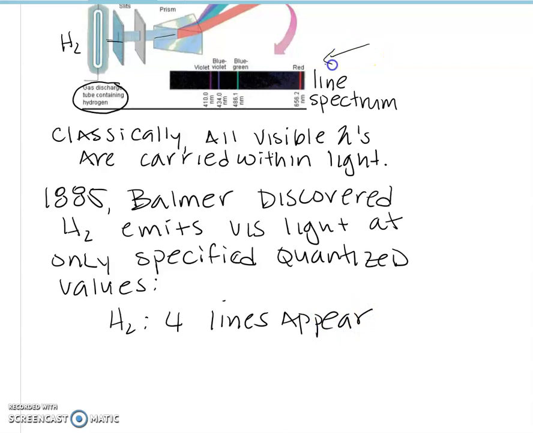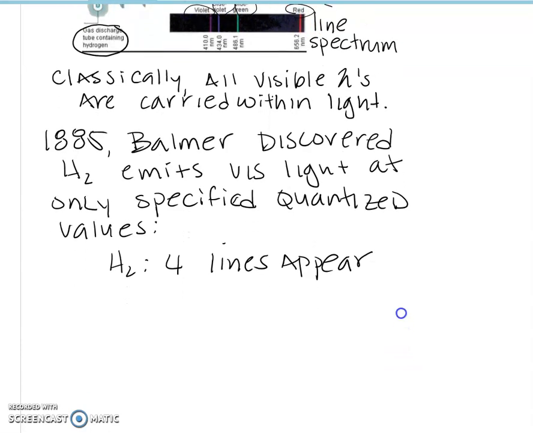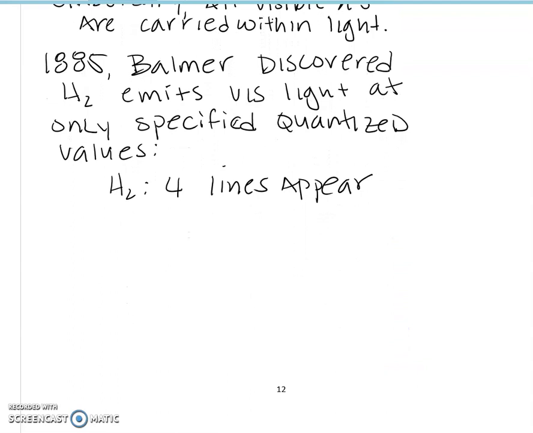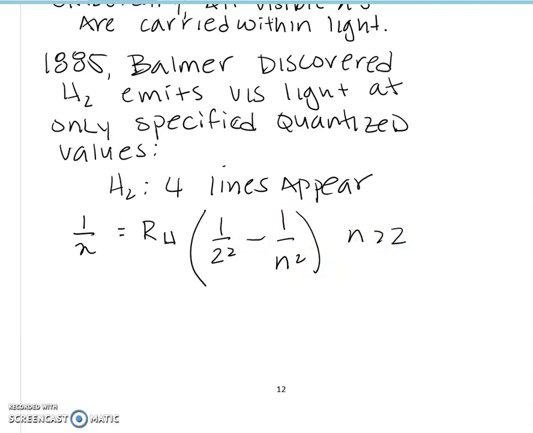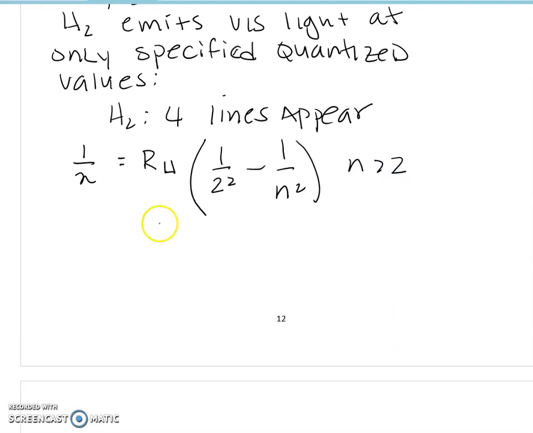And so let's look up here again. You can see that there's red, blue-green, blue, violet. So 4 lines appeared and could be calculated by the following formula. 1 over lambda is equal to a constant, called the Rydberg constant, times 1 over 2 squared minus 1 over n squared. And n is an integer, like a counting number, 1, 2, 3, and that has to be greater than 2. So this is what Balmer theorized, and the equation is fixed at 2.